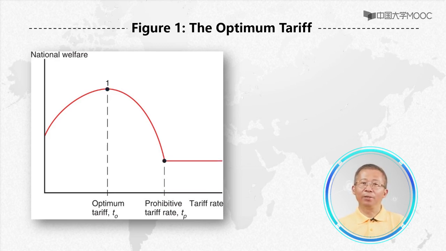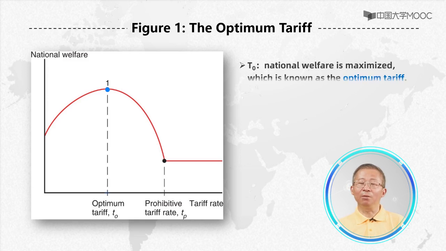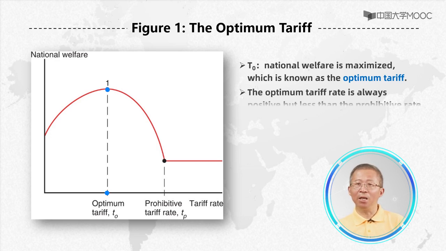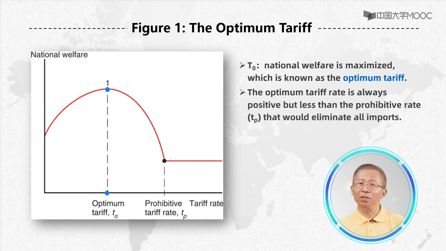At point 1 on the curve in figure 1, corresponding to the tariff rate T0, national welfare is maximized, which is known as the optimum tariff. The optimum tariff rate is always positive, but less than the prohibitive rate TP that would eliminate all imports.